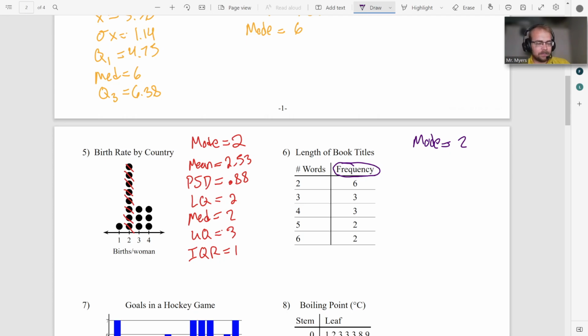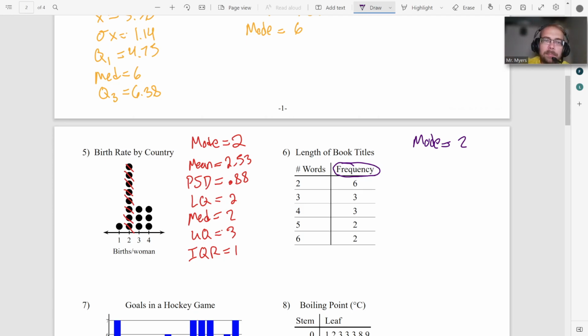So if we type it all in, stat, edit, go up to L1, clear it out, type everything in. So we have 6 twos, 1, 2, 3, 4, 5, 6 twos, 3 threes, 1, 2, 3 threes, 3 fours, 1, 2, 3 fours, 2 fives, 5, 5, and 2 sixes, 6, 6. I just started to think about Yahtzee for a second there, because it's like, oh, how many of this do you have? How many of that do you have? All right, so one variable stats, enter, and here we go.